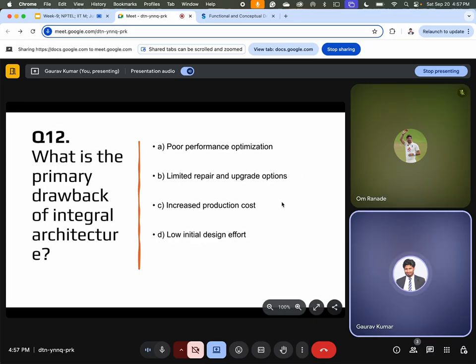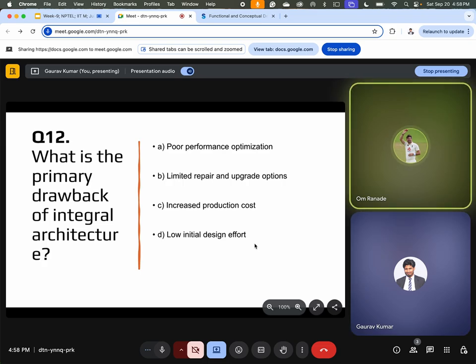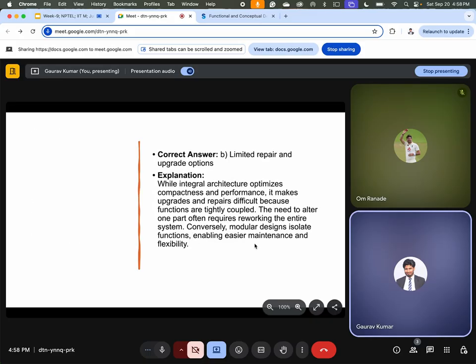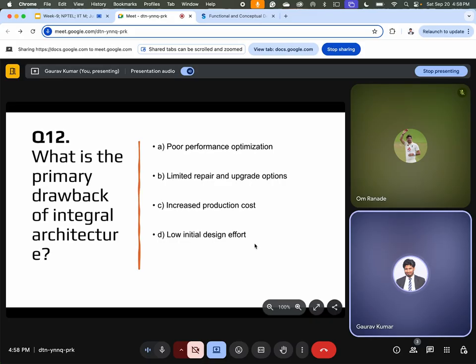Next is question number 12. What is the primary drawback of integral architecture? Is it poor performance optimization, limited repair and upgrade options, increased production cost, or low initial design effort? What will be the right answer? B and C. B is the right answer only.